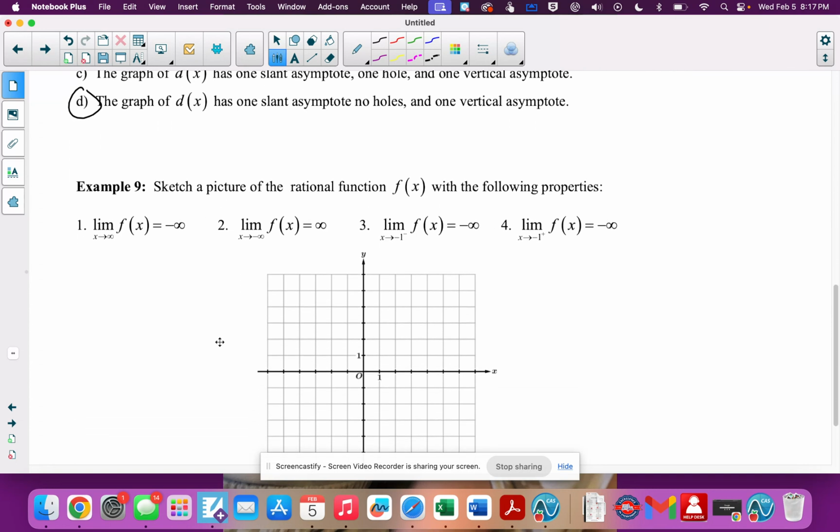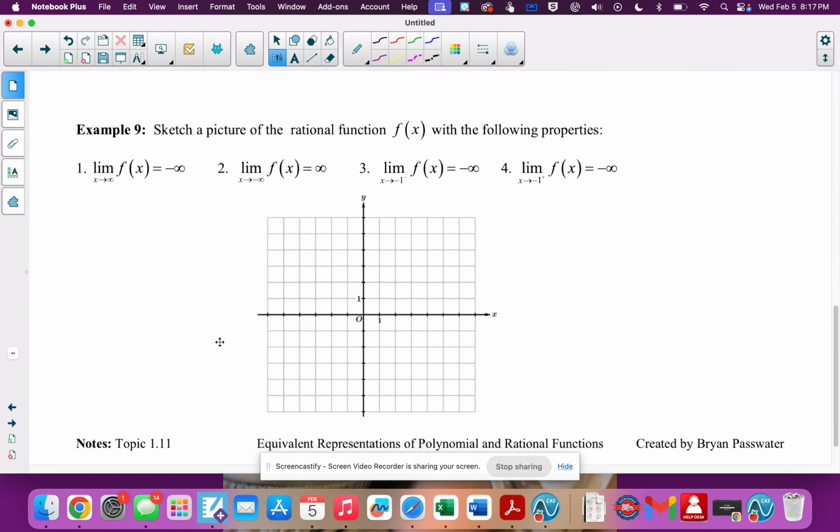Okay, this one's going to be a little bit harder, so bear with me. It's going to take a little bit of time, but this is the last example. Okay, and it's using limits. So the limit as x approaches positive infinity, so that's going this way, is negative infinity, which means the graph has to be going down on this side. The limit as x approaches negative infinity is positive infinity. That means this side has to be going up, period.